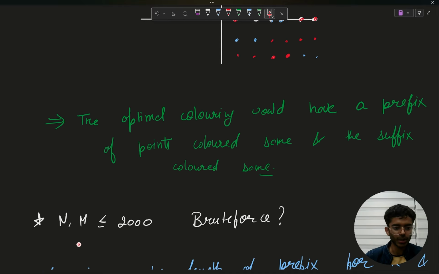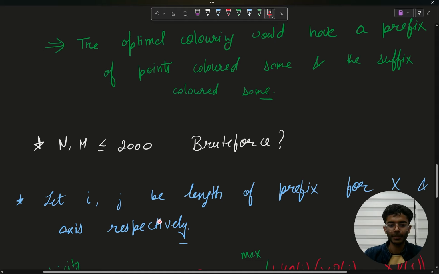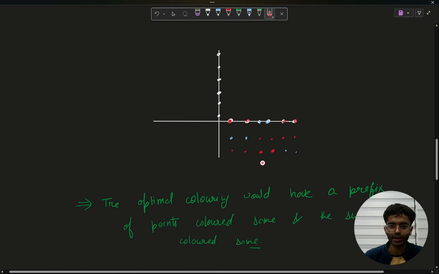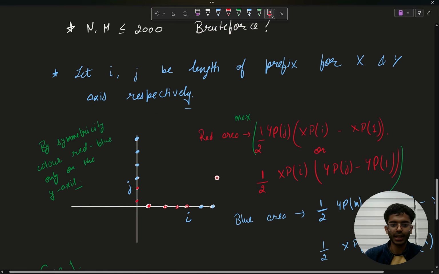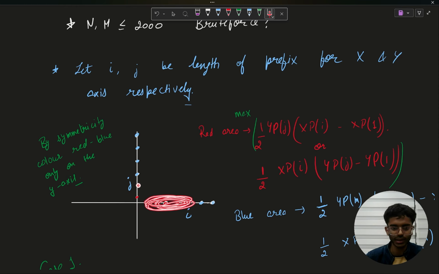Now we are given that n, m is less than or equal to 2000. So can we brute force this to calculate the minimum maximum area? Let us say that i, j are the length of the prefix for the x and the y axis respectively. So this i represents the length of points I'm going to color on the x-axis, and j on the y-axis, right?